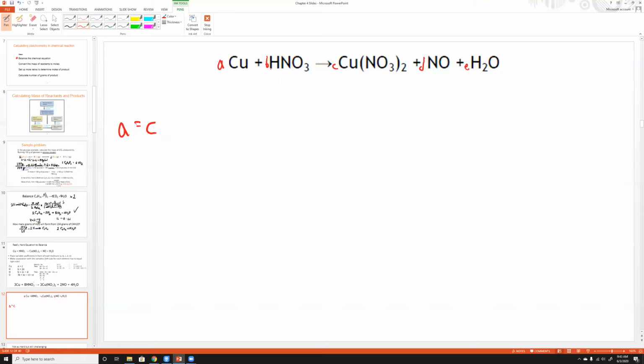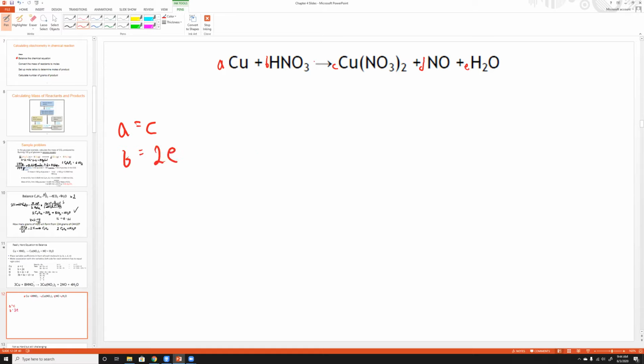Now let's look at B. So B, let's look at just hydrogen. So hydrogen, there's 1 of them here, and there's 2 of them here. This means that whatever this number is has to be double E, right? Or else hydrogen won't be balanced. So B has to equal 2E. See, this is complicated. So B has to equal 2 times E.